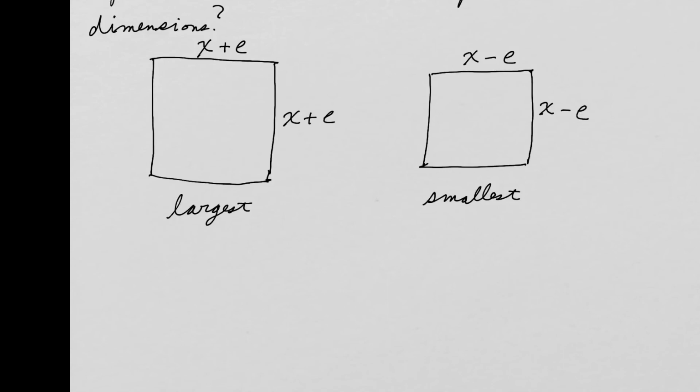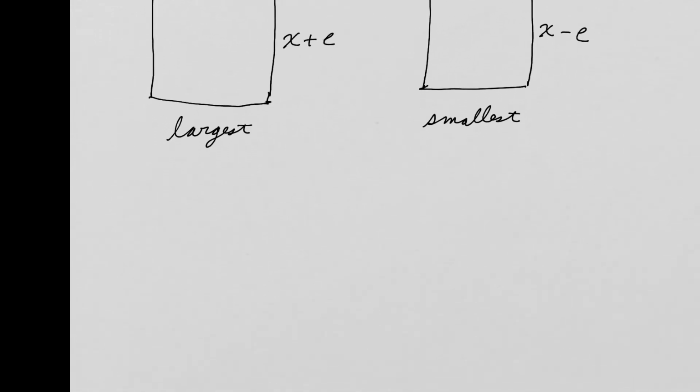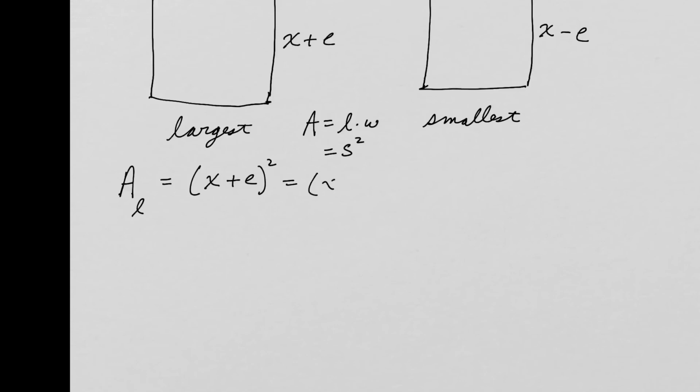Okay, so how do I find the area of a square? Or you can think of it as a rectangle if you want, right? So the area, well, in general, we know the area of a rectangle is length times width. And for a square, you can say it's the side length squared, right? Because the length and width happen to be exactly the same value. So you could use either formula, right? You'll get the same answer. I'm going to call this AL for largest, the area of the largest. In this case, it's going to be (x plus e) squared, right? But that's the same as (x plus e) times (x plus e).